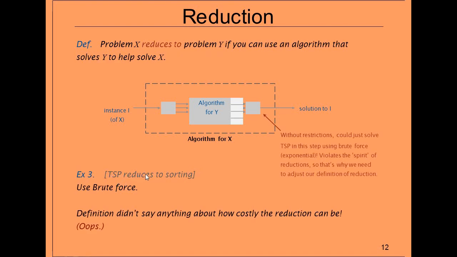Now example 3, TSP reduces to sorting. So without restriction, could you solve TSP in this step using brute force? It requires exponential time, which violates the spirit of reduction, so that's why we need to adjust our definition of reductions. The definition didn't say anything about how costly the reduction can be, but we want to restrict this reduction time to polynomial time.